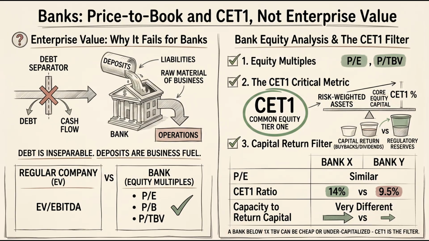For banks, enterprise value is useless because debt is not separable from operations. Deposits are simultaneously liabilities and the raw material of the business. Instead, we use equity multiples like price to earnings, price to book, and price to tangible book. The most critical regulatory metric here is Common Equity Tier 1, or CET1, which measures core equity capital against risk-weighted assets. JP Morgan Chase and Bank of America might have similar price-to-earnings ratios, but if they have different CET1 ratios, they have different capacities to return capital through buybacks and dividends. If a bank is trading below 1 times tangible book, it might be cheap, or it might simply be undercapitalized.